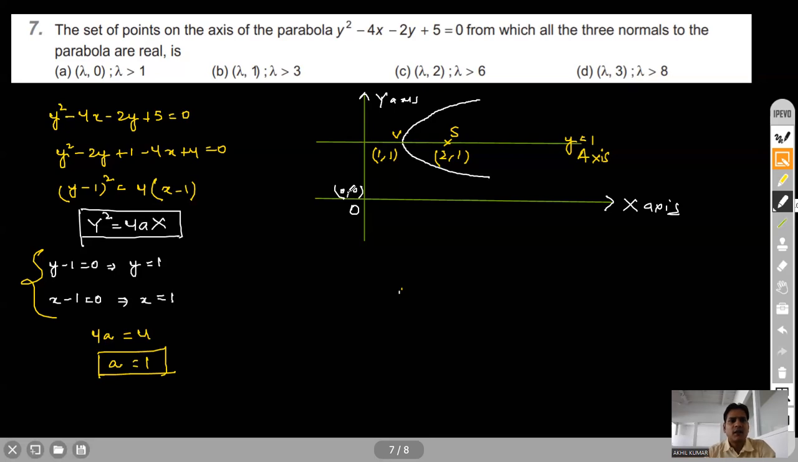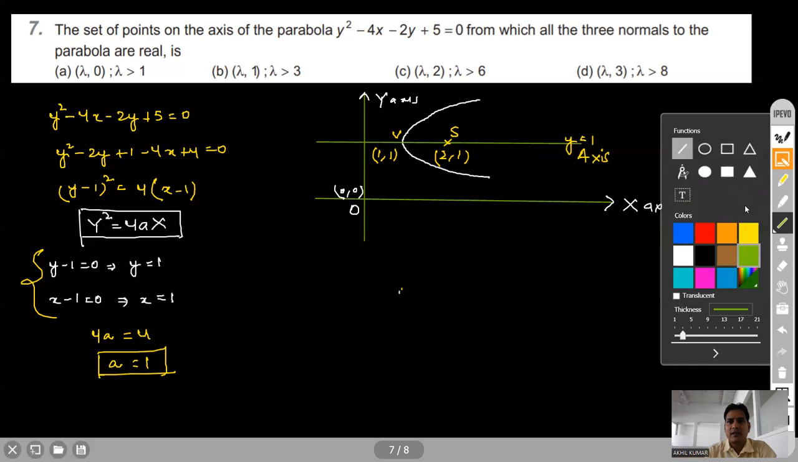Now, what is asked? The set of points on the axis of the parabola from which all three normals to the parabola are real. So what we did in the last question, same concept here also. The question has taken one point on the axis of the parabola, and from this point we are drawing three normals to the parabola.